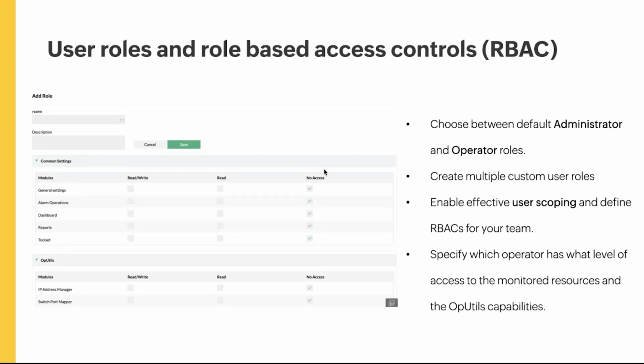So that's where this OpUtils role-based access control comes in. With role-based access control, you can create customized roles for different users or teams based on their function. And you can use predefined roles like administrator, who has full read or write access, and operator with the read-only access. So this ensures that operators only see and access what they're supposed to, while network admins maintain full control. By enabling this effective user scoping, you can define exactly who has access to which modules and which resources, and that ensures both security and efficiency.